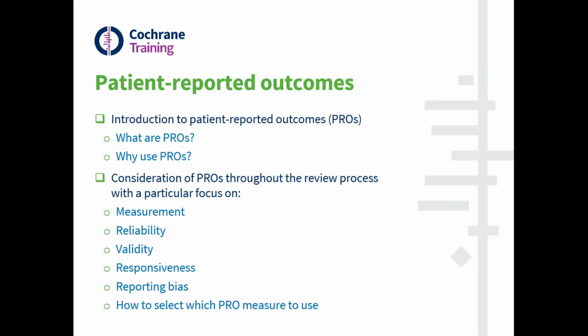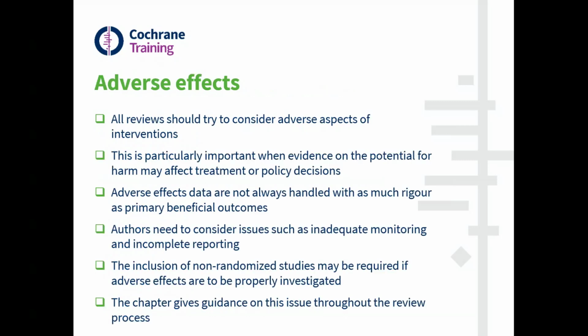We've got the chapter on patient-reported outcomes, a really critical area, thinking about what patient-reported outcomes are, why we need to use them at times, but then also considering issues about how to go about using patient-reported outcomes and patient-reported outcome measures through the review process, thinking about measurement in particular, and reliability and validity, and aspects of bias. So a chapter on PROs.